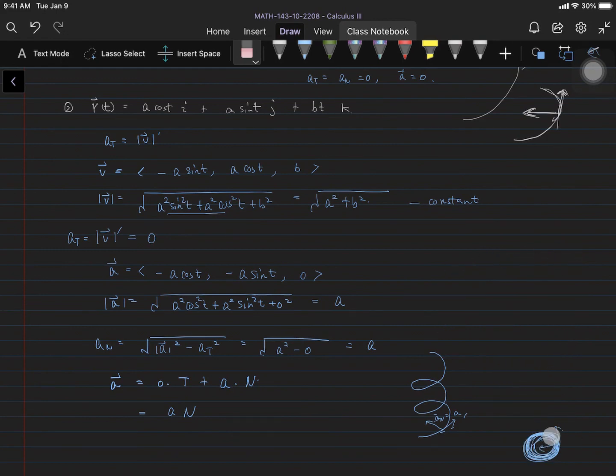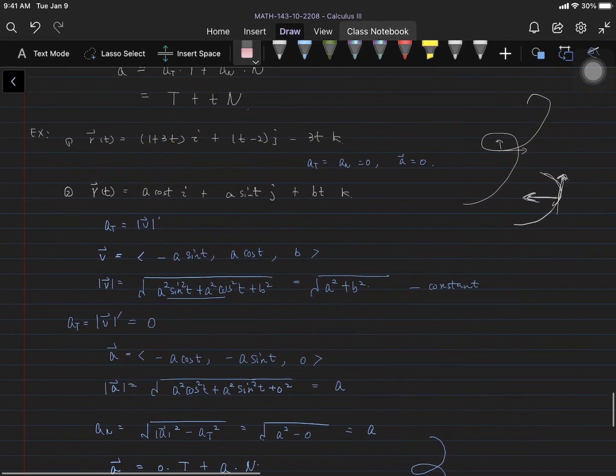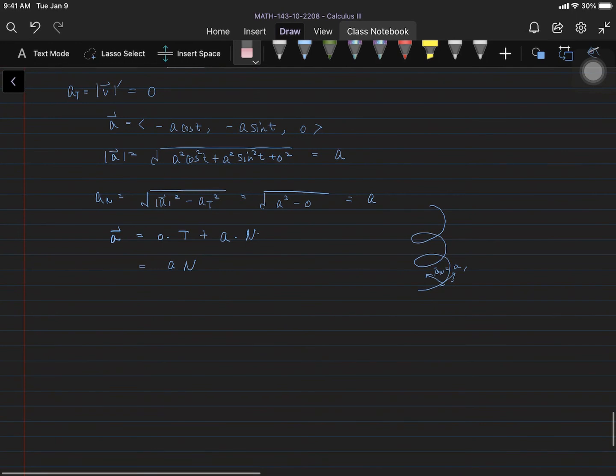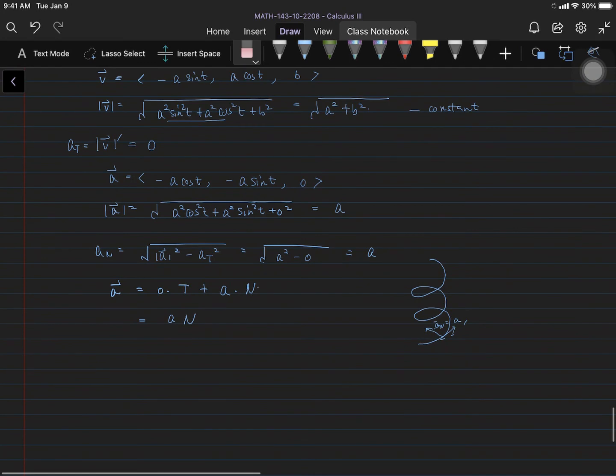And this is an application of the acceleration components. It's pretty important and has a lot of useful applications in physics and engineering. And we can stop here. That's everything about this section.